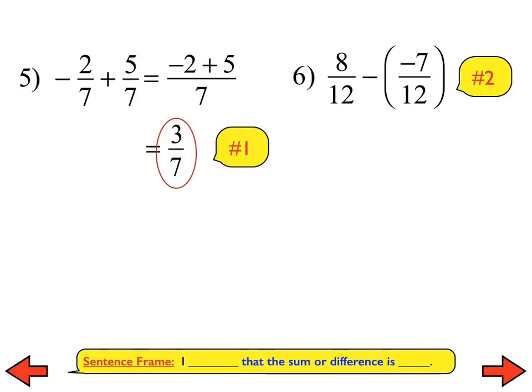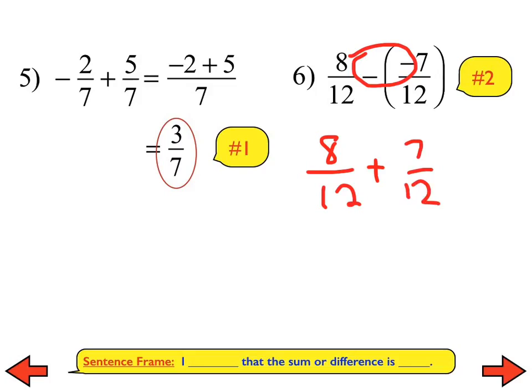Number 6. If we have a negative and a negative together like this, subtracting a negative, how do I rewrite that problem, Beth? Good, so this is 8/12 plus 7/12. And then what's the step I asked you not to skip? What does that look like? 8 plus 7. Very good. All over 12. And then what's 8 plus 7? 15 over 12. Am I done?